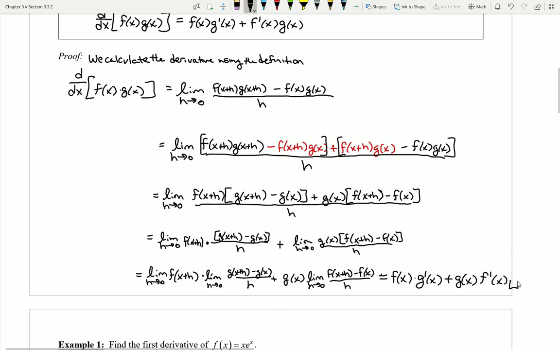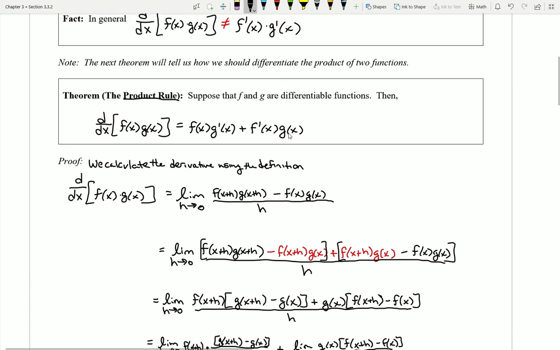We can actually see exactly why this must be the rule for when I multiply two functions together and then try to take their derivative. In the videos to come, we'll try to practice using this on some different functions.